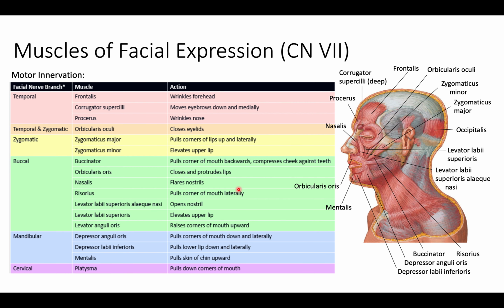So here are the muscles of facial expression, and it's important to remember some of these because I know there's a lot of muscles, but a lot of them will kind of tell you where they're going and what they're doing. So frontalis is going to right here to the frontal portion of our face and to wrinkle our forehead.